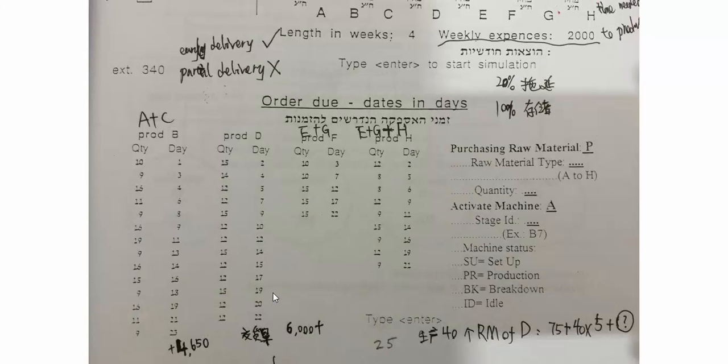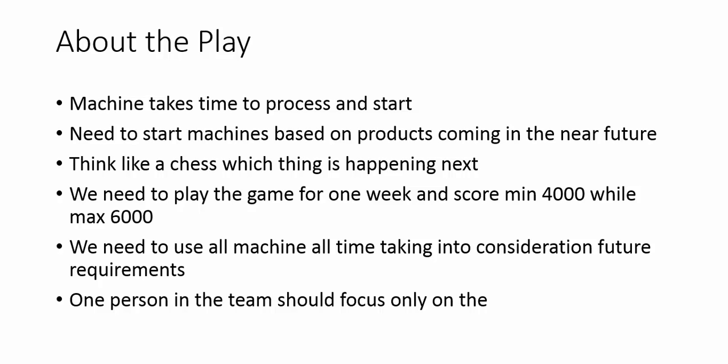Now, if you are looking at this the first time, or if you're not clear about how to do that, we have some machines which take some time to start and process. The trickiest part is to start the machine because one machine is required in different assembly lines. We need to start the machines based on different input that it's going to receive. So we don't want one machine to complete and the other two waiting for it to start, which creates a delay. We need to play this game for a week and our score should be between 4000 and 6000.